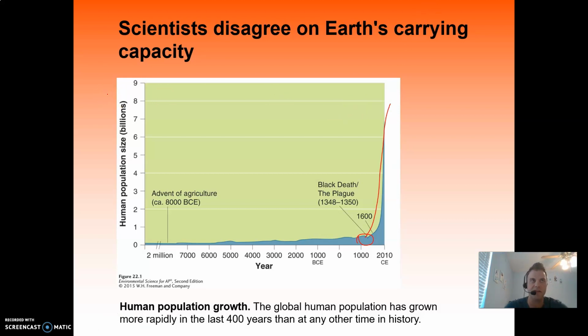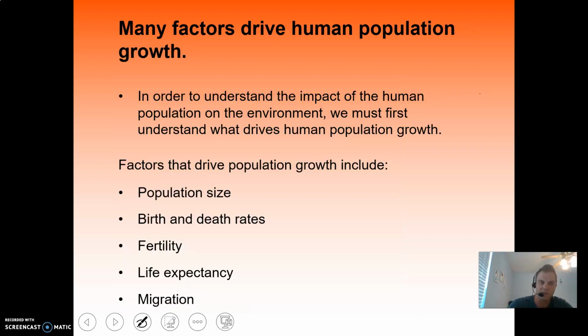With us being, though, a K-selected species, a species that meets all the criteria for that, we do, however, expect it not to come crashing down, but to level off at some point. Where is it going to level off? We're going to talk about that.